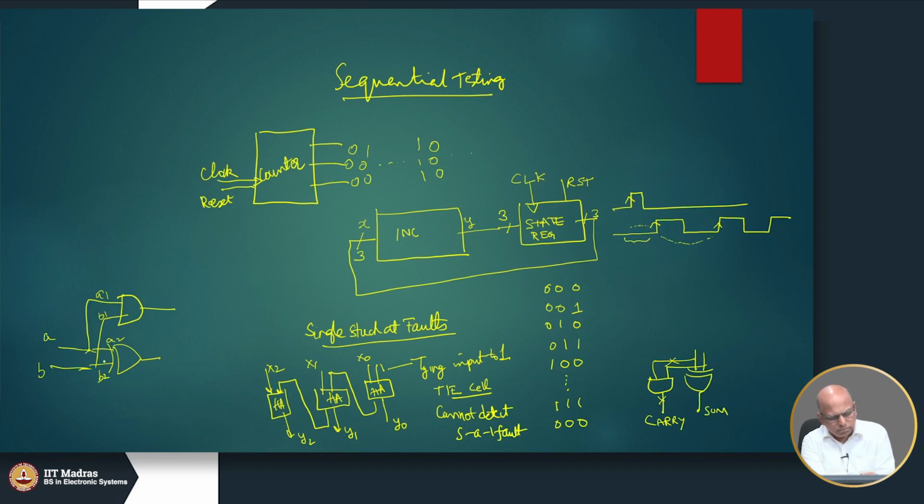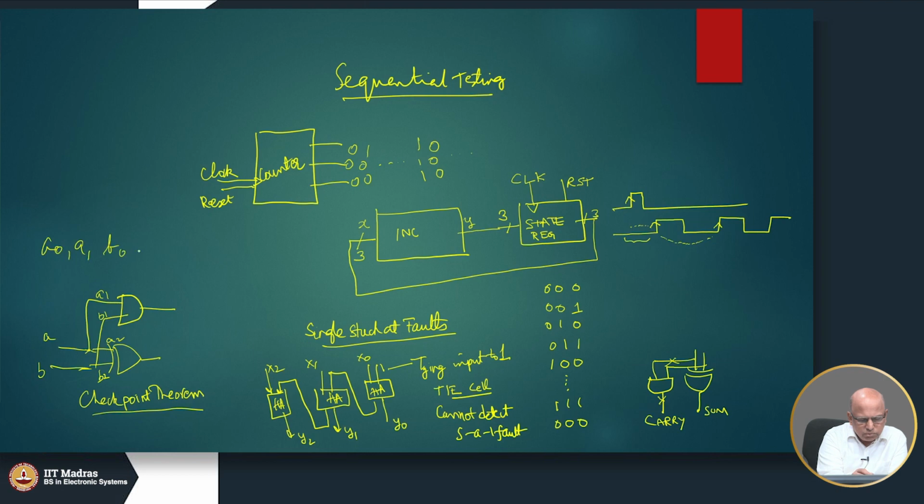Our theorem tells us, it is called the checkpoint theorem, by the way, I may not have named it before. The checkpoint theorem says that it is enough to test for stuck at faults on the primary inputs and the fan out branches. So, we have A stuck at 0, A stuck at 1, B stuck at 0, B stuck at 1, A1 stuck at 0, A1 stuck at 1, A2 stuck at 0, A2 stuck at 1.